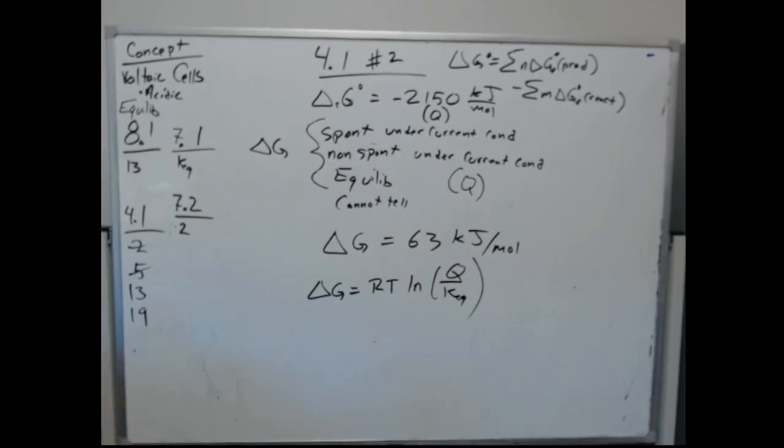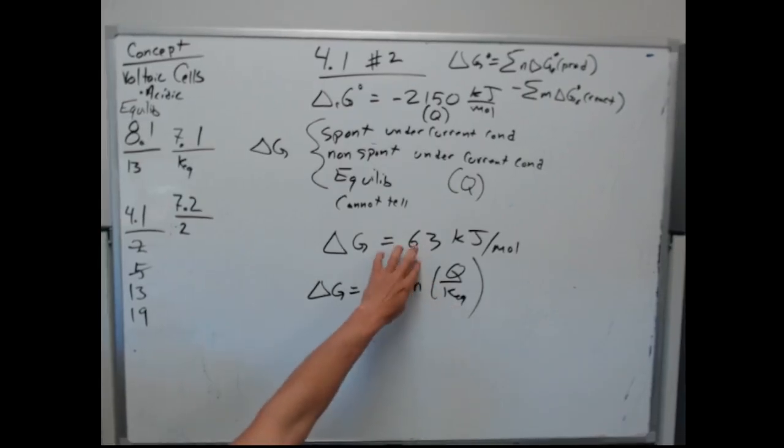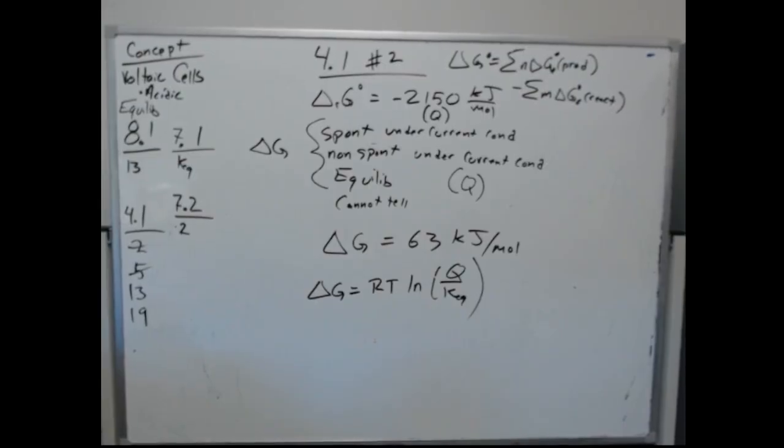Right. Because delta G has that Q in it, we know that this positive 63 is relative to the equilibrium constant. So we've got some kind of initial condition in there. So we can tell that this is going to be non-spontaneous. From whatever conditions we have set up, this is going to be non-spontaneous. Cool. So that's number 5.